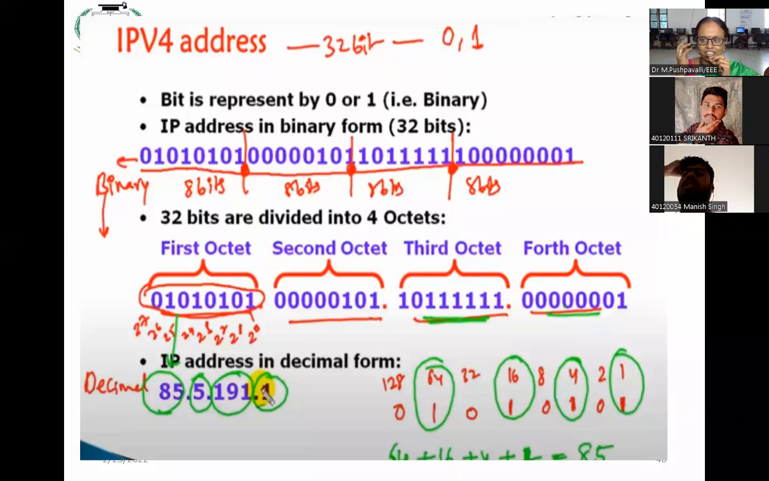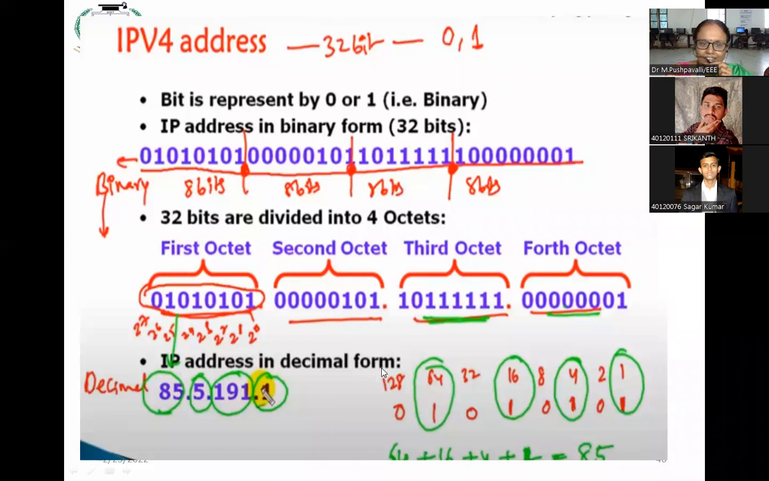I will complete this topic. Then I will explain the IPv4. So we all know IPv4 address. How many bit address is it? Students, how many bit address is it?